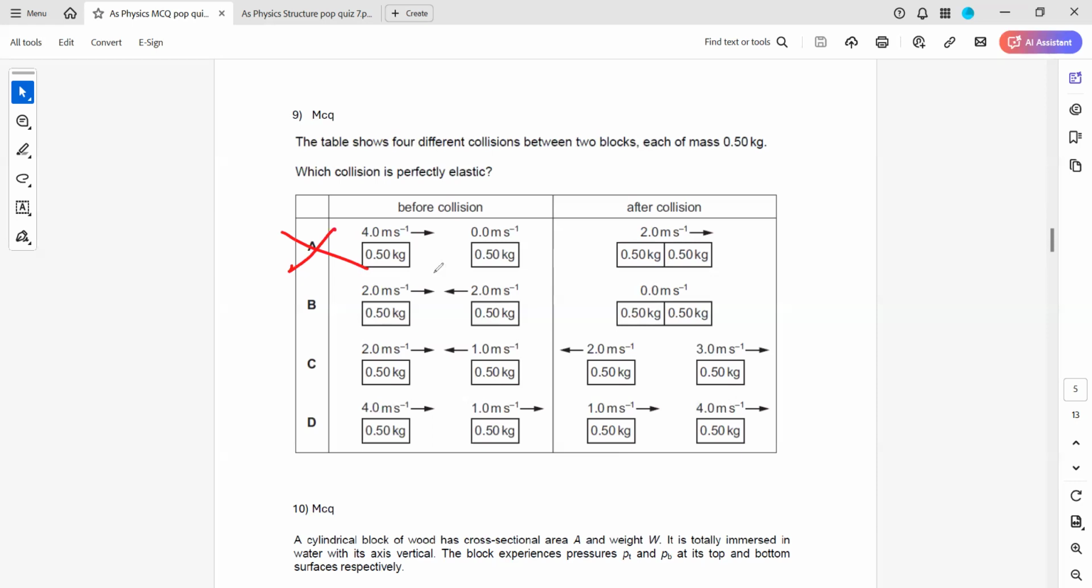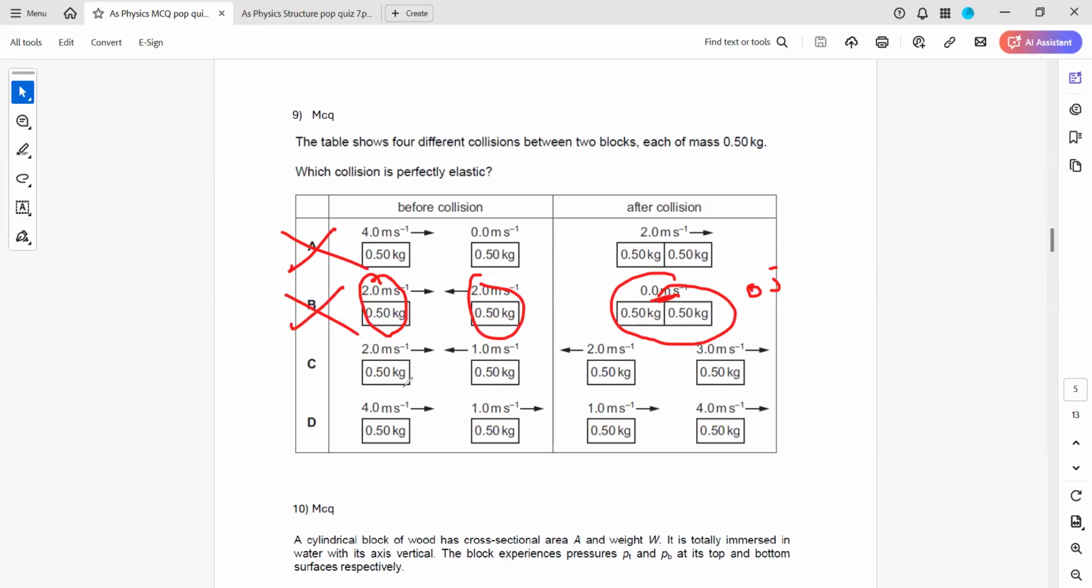In the same way, it cannot be B as well, because in B, when I work out the kinetic energies, even though the momentum is 0 before and after, the kinetic energy won't be the same. Why? Because this object is not moving, so its kinetic energy is 0. But here two objects are moving. When we find the sum of the kinetic energy, we don't consider direction because kinetic energy is a scalar quantity. So it cannot be B as well.